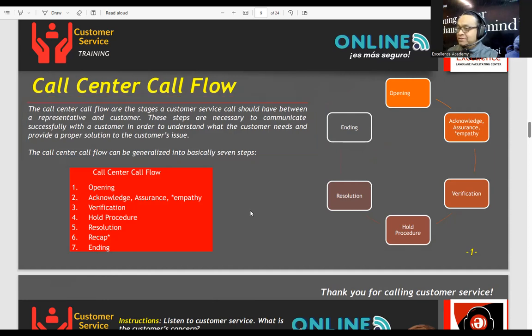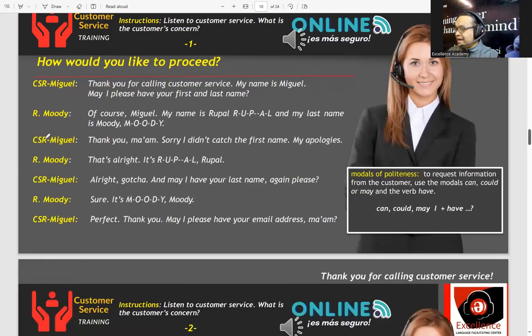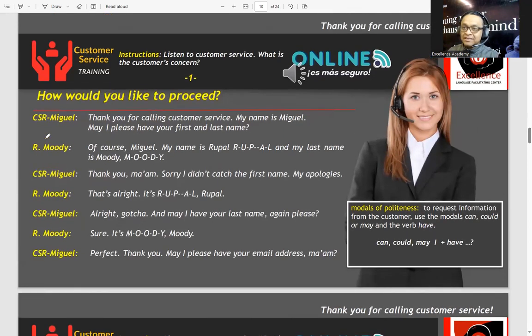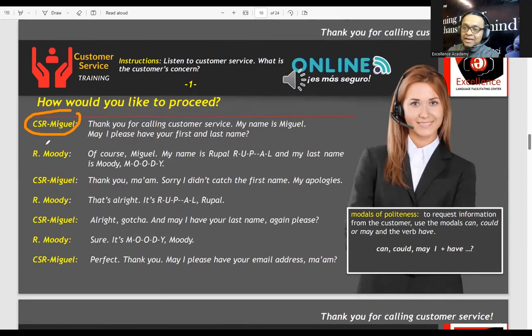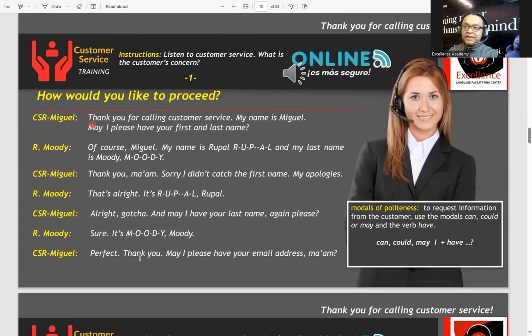Let's move on now to the example dialogue that we have. We have the CSR, which is the customer service representative, Miguel, and Ms. Moody, which is the customer inquiring about her Amazon order. So I'm going to read it for you. The title is, How Would You Like to Proceed? We also have vocabulary references here that you can read and I'll discuss in a moment. But let's get started with the dialogue.